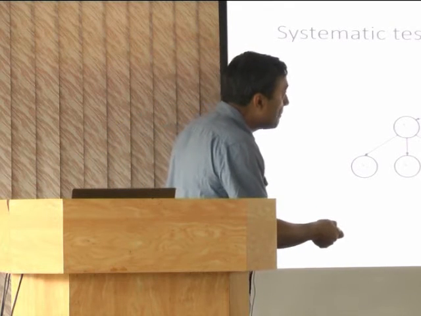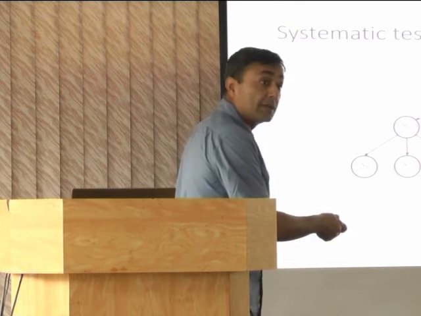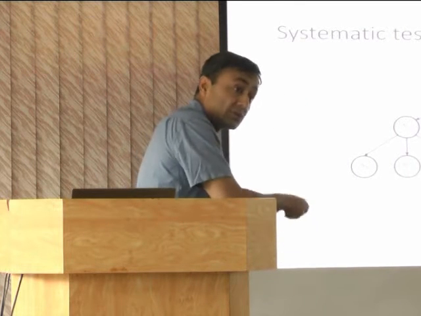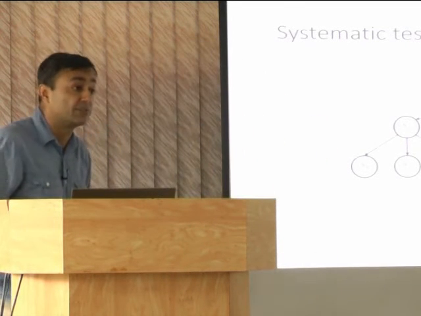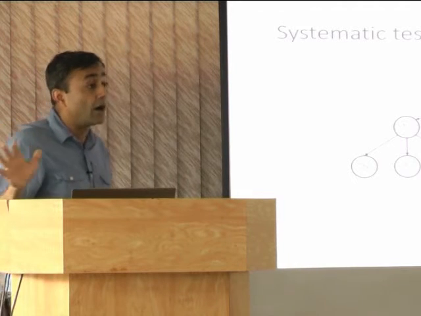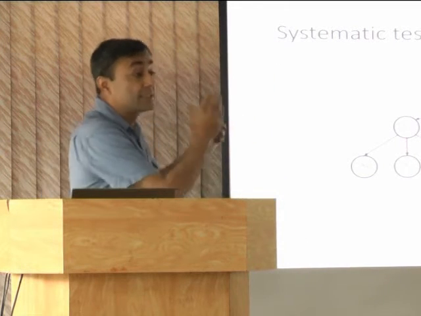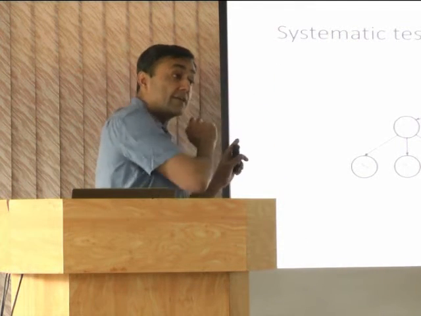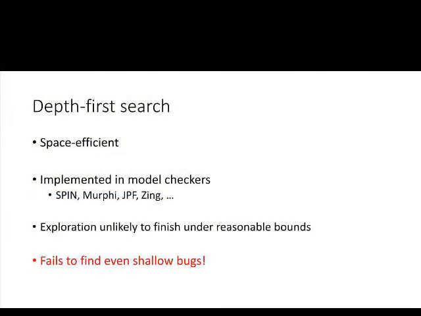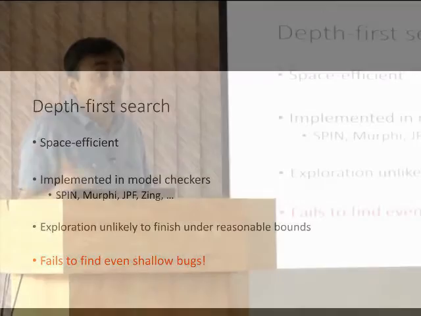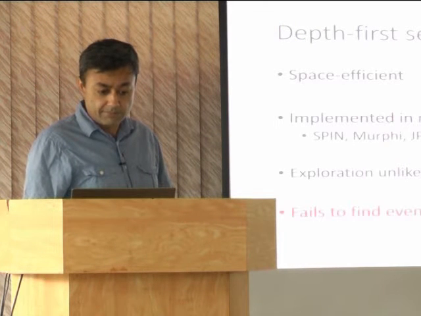Whereas it might be that the bug is really shallow. It was available at this level two here. Maybe the bug was here. But because you got stuck doing all sorts of crazy things over here, you can't even find a shallow bug. This is a well-known problem with depth-first search: when you have very large graphs for which search is unlikely to terminate, it gets stuck in some corner case of that graph and may even fail to find shallow bugs. Okay? So we have an alternative. I told you about this other, before we go there.